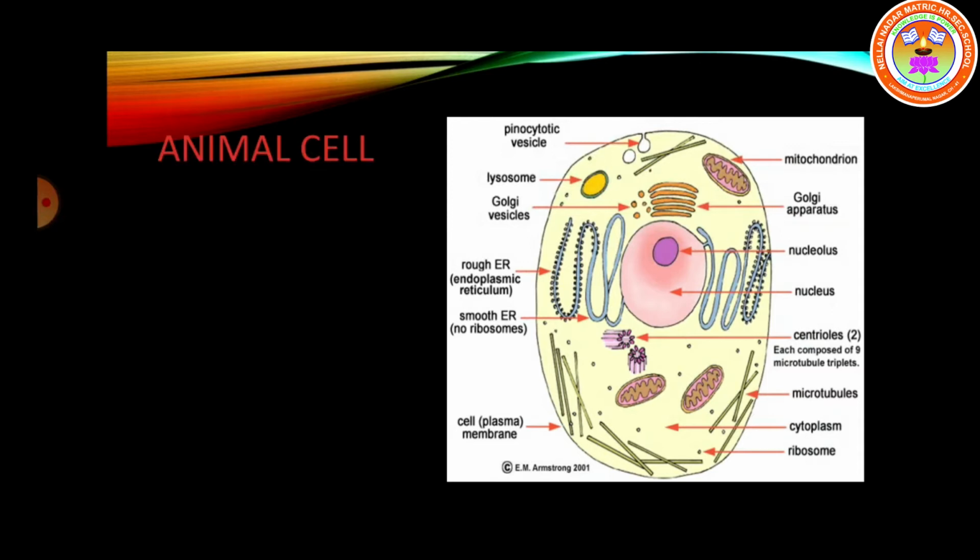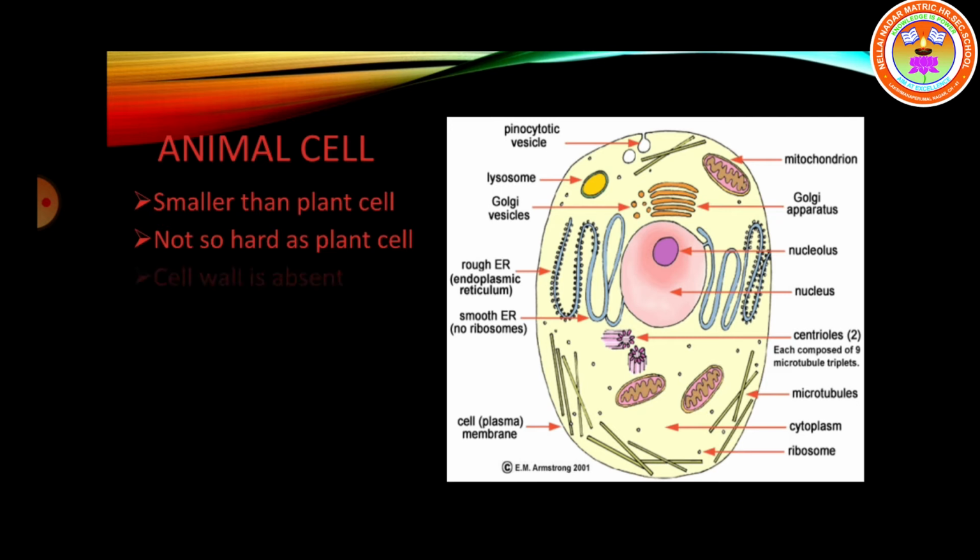So animal cells are generally smaller than the plant cells, as I said. Animal cells are smaller than the plant cells, and they are not so hard as the plant cell. The plant cell, as I said, is harder, isn't it? But in the case of animal cells, they are not so hard as plant cells.